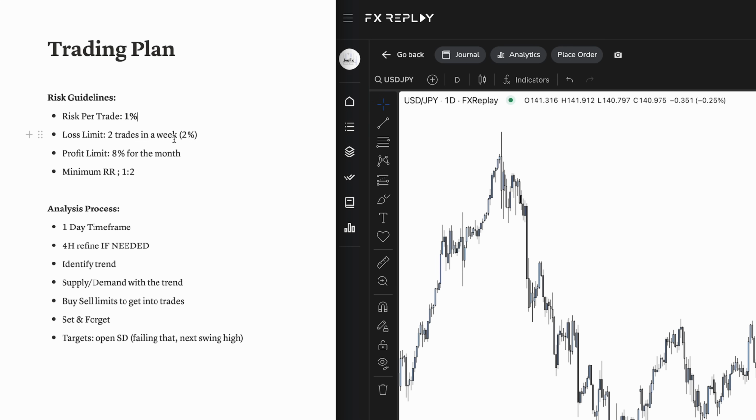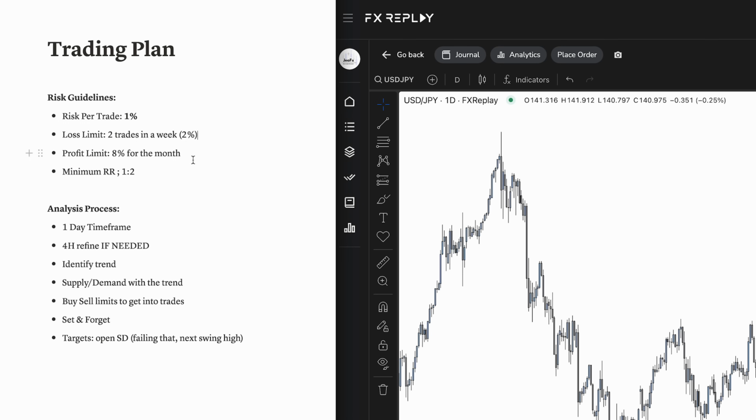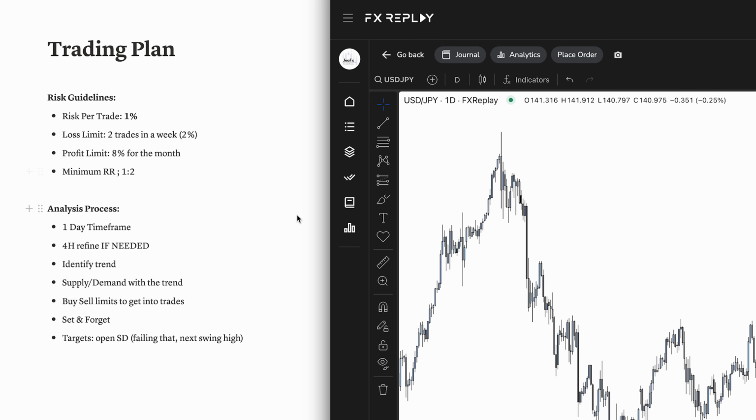Loss and profit limits. I've set 2 trades per week as our loss limit. So if we lose 2% in a week, we will stop trading. We're not actually going to see that because we're going to be trading higher time frames, but this would become viable when you're trading multiple assets at the same time, right? We're just testing UJ today. Profit limit's going to be 8% for the month. So if we make 8%, we will stop trading. That way we lock in the profits that we've made and we don't risk giving it back.